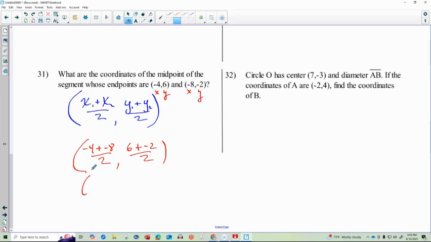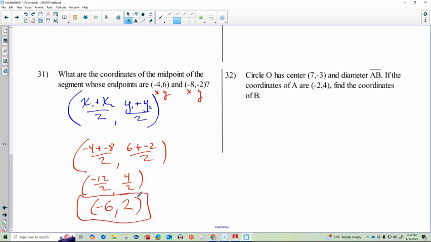Now I'm going to add those. -4 plus -8 is -12 divided by 2. And 6 plus -2 is 4 divided by 2. -12 divided by 2 is -6. And 4 divided by 2 is 2. There you have it. That's the midpoint.